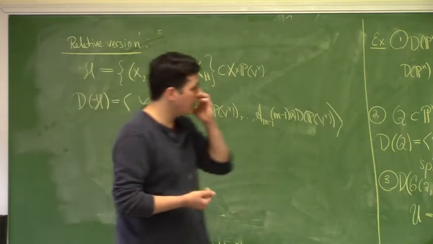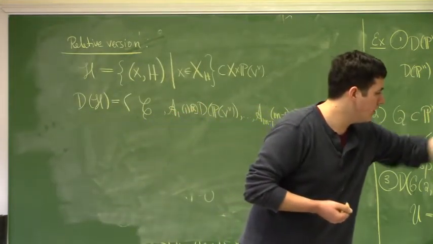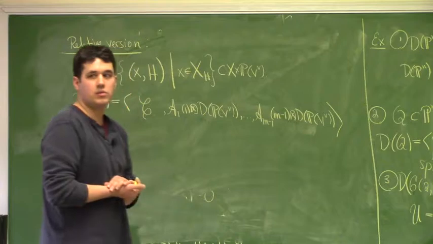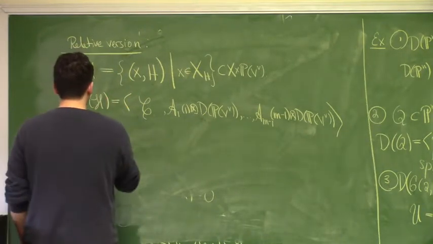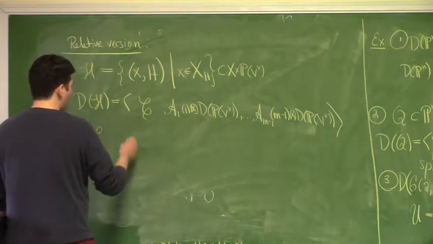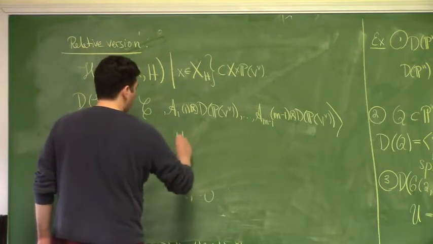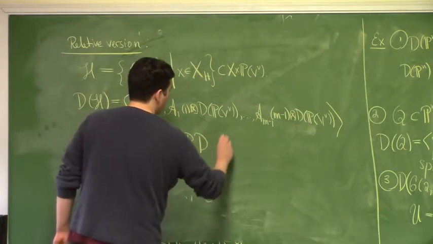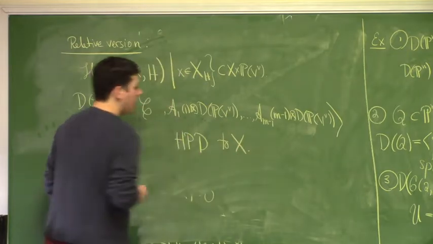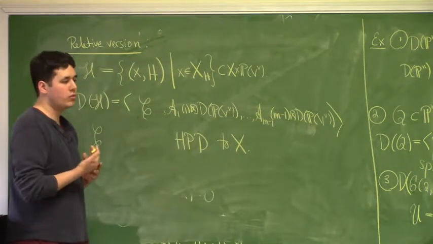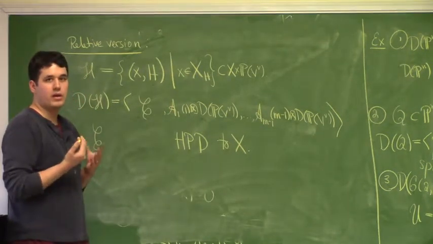And you should exactly think of this as a relative version of the previous lemma when the codimension is 1. And this category C is what's called the HPD, homological projective dual to X. And it's an example of what's called a smooth and proper non-commutative variety.